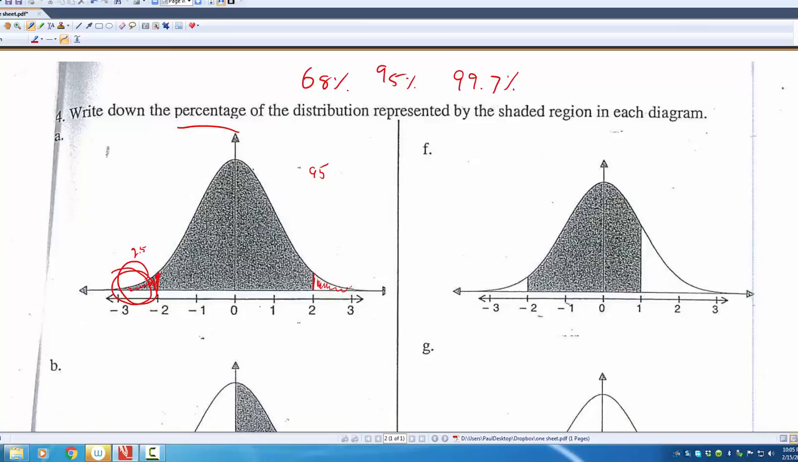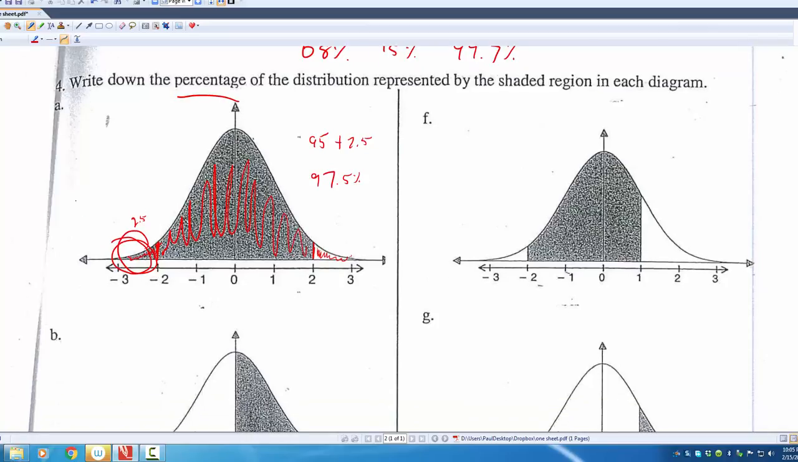Okay, so the shaded area is going to be this part here, which we've already established is 95, plus this little bit left over, which is 2.5. So it's 95 plus 2.5, which means that the shaded area is 97.5%. Alright, next question.